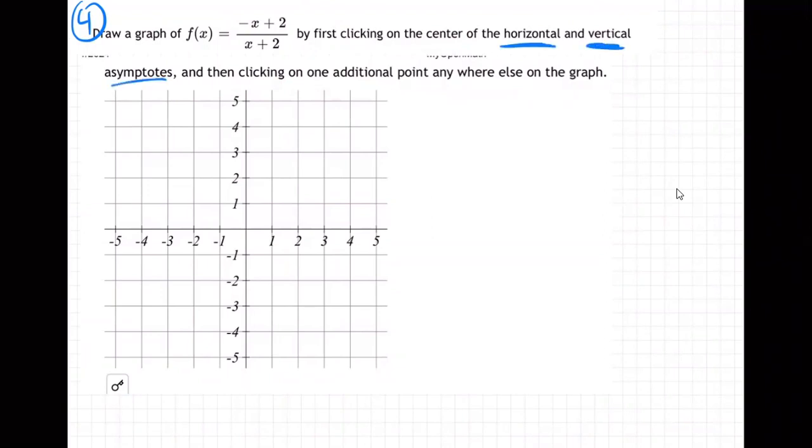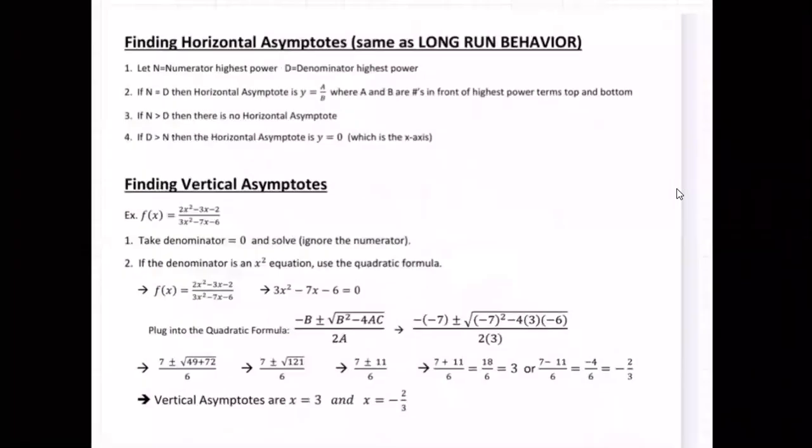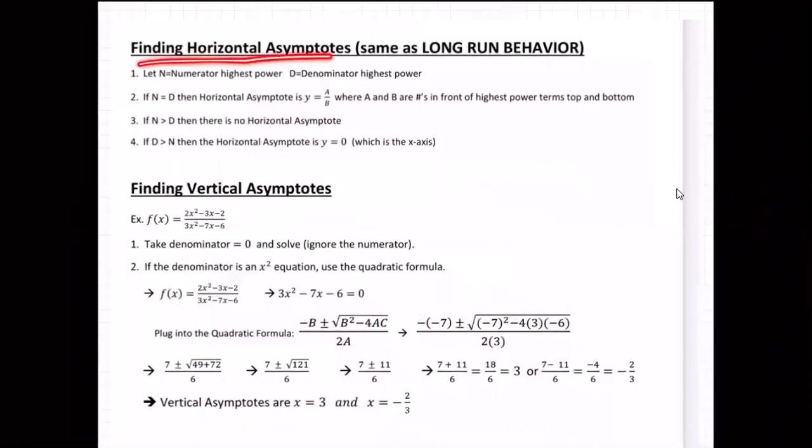Let's start there. So if I have this function y equals, remember f of x is just y, negative x plus 2 over x plus 2, and I want to find the horizontal asymptote first off. Remember the notes. Let me go back down and grab the exam 3 notes, finding horizontal asymptotes. How do you do it? N is the numerator's highest power, D is the denominator's highest power. If they're equal, if N is greater, if D is greater.